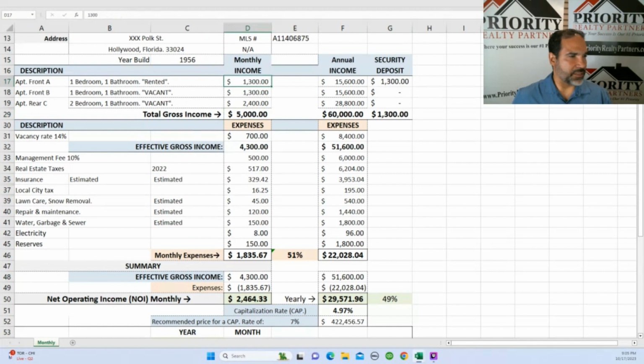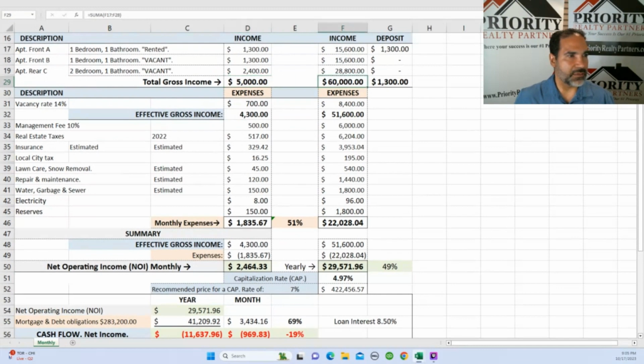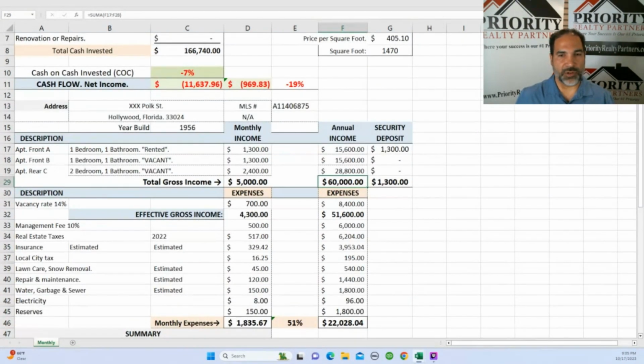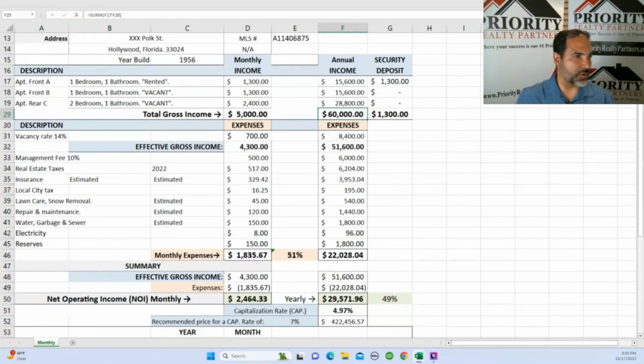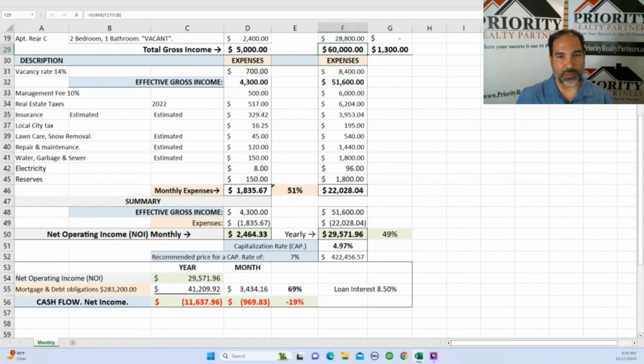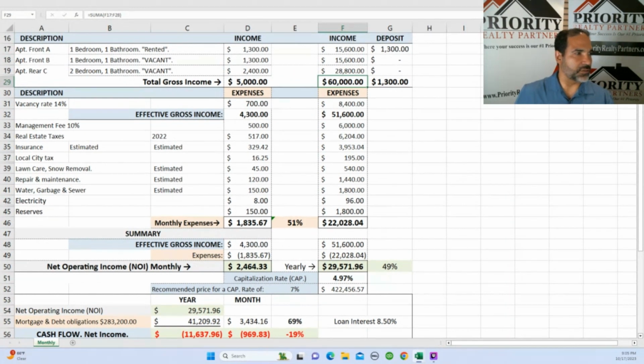The 1-bedroom there is rented, $1,300. The other 1-bedroom there is vacant, and the 2-bedroom there is vacant, $2,400. That gives me $5,000 a month and $60,000 per year. When you are doing analysis for an investment property, you use the numbers primarily for the whole year, because sometimes you have some expenses that are actually once a year or twice a year. So you need to also include those in the calculations.